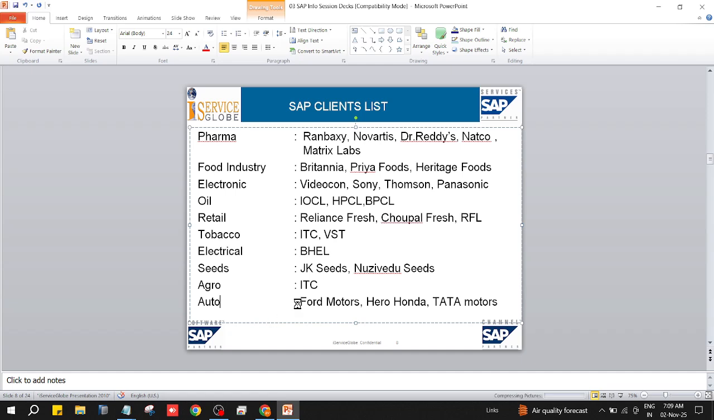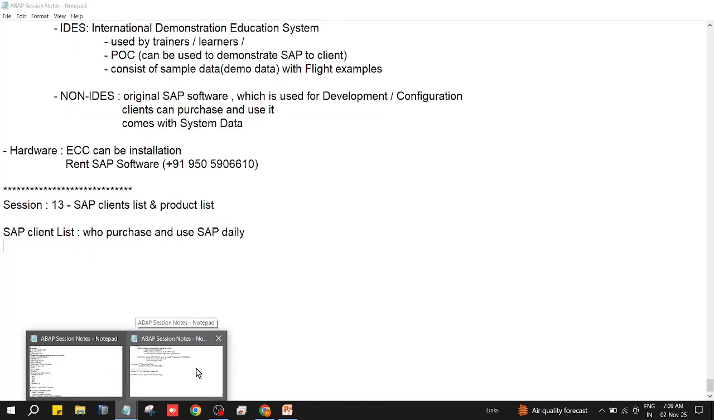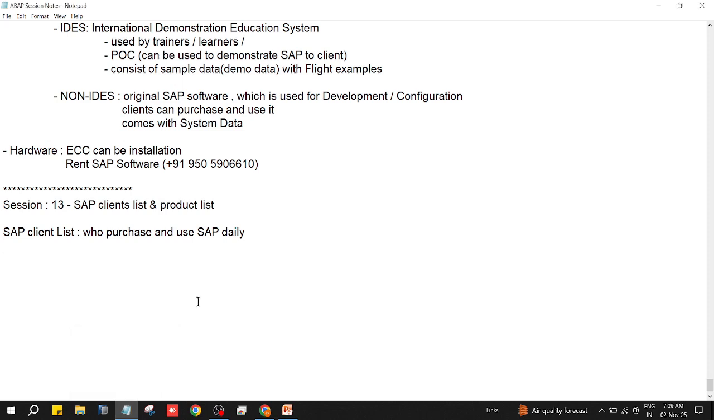If you go to a few other examples, like government projects, TS Transco and TS Genco. These two companies are the transmission company and the generation company, the power generation company. Even AP, earlier it was combined, now it is separated. Andhra Pradesh Transco and Genco are also into SAP. They are running their business processes in SAP.